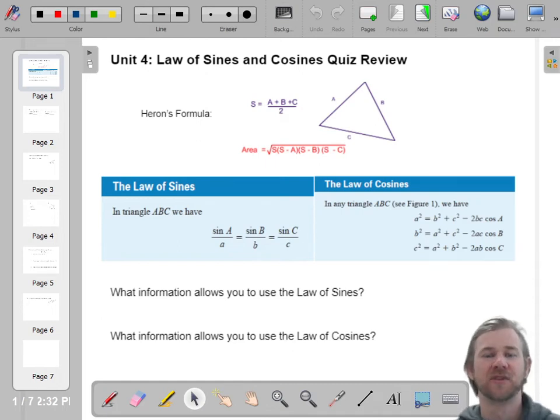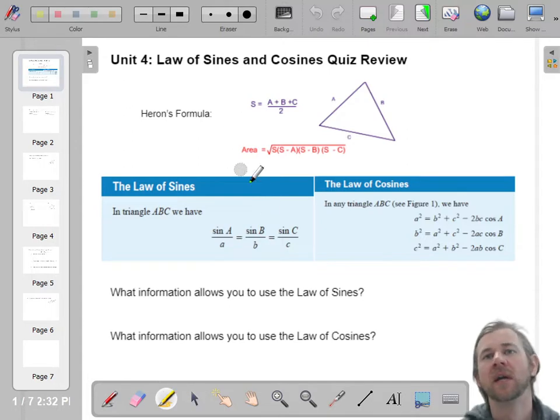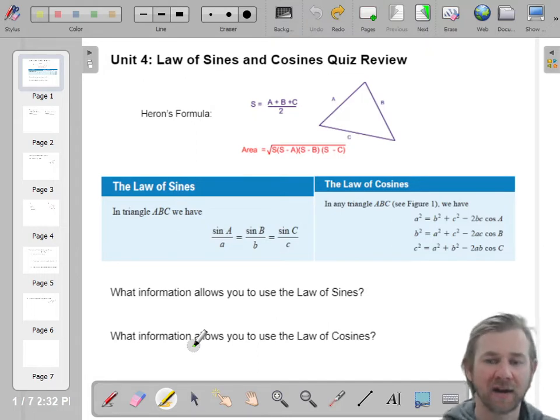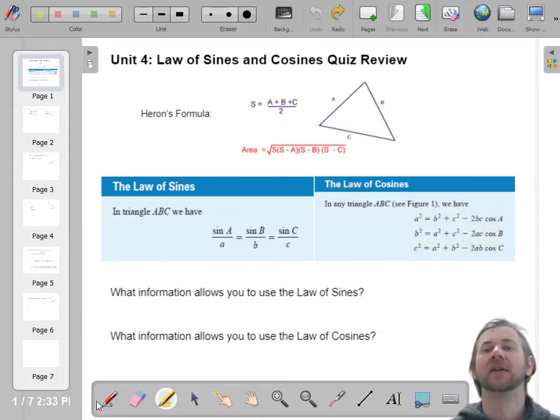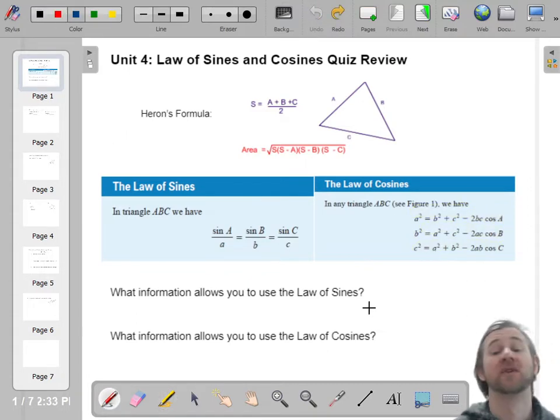Hello everyone, let's review for our law of sines and cosines quiz, and we'll throw Heron's formula in there too. So we know the law of sines. You have this formula where you can create a proportion. You need a side angle pair to do the law of sines. And now we know the law of cosines, which if you don't know two of the angles, you're probably going to need law of cosines, or I guess if you know all three sides.